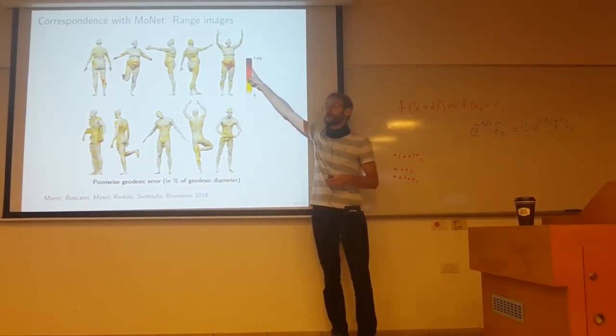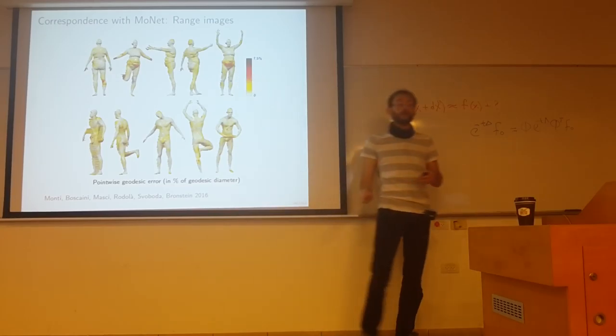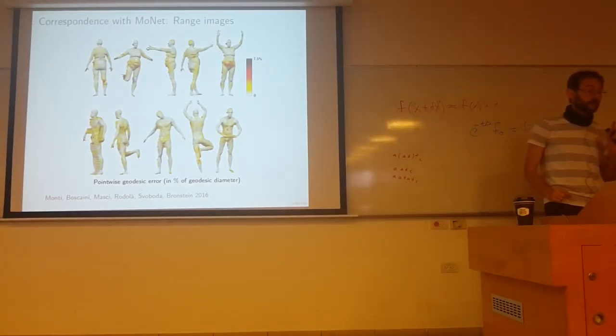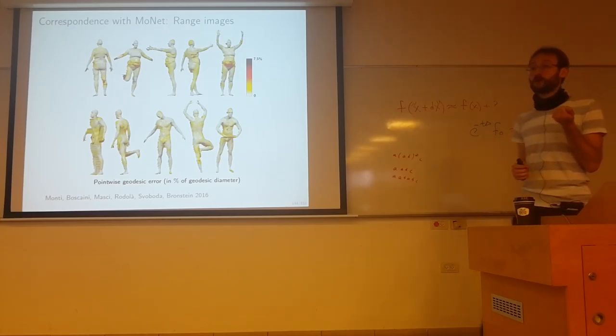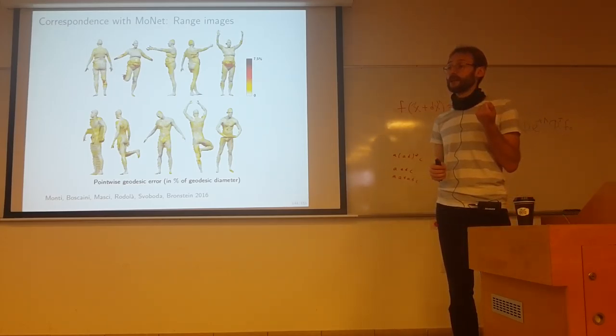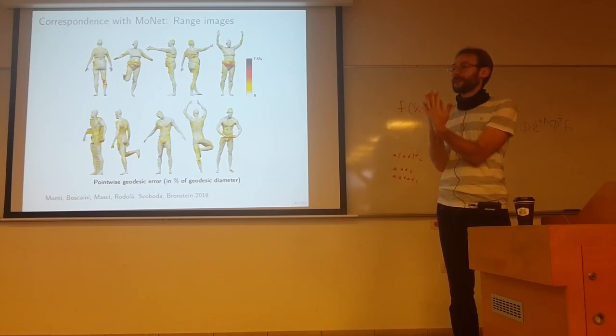You can see, for example, that here the hands are glued to the body. Here the leg is glued to the body. Here the legs are glued and the arms are glued. And this is the correspondence. This is 7.5% of geodesic diameter. The errors are very small.